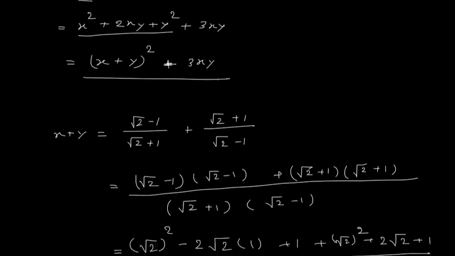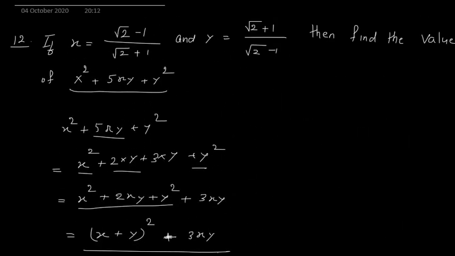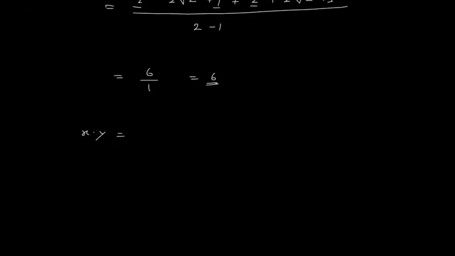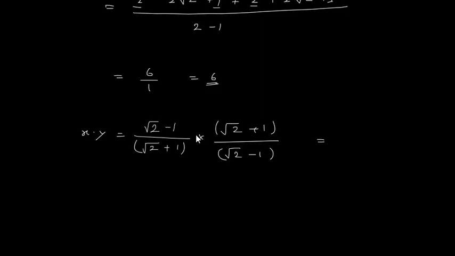Now x into y. Let us find what x into y is. The value of x is root 2 minus 1 upon root 2 plus 1, and the value of y is root 2 plus 1 in the numerator and root 2 minus 1 in the denominator. So you can say that this term will cancel this term, this term will cancel this term, and your result of x into y will be 1.